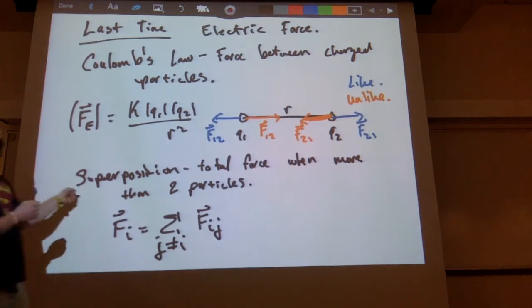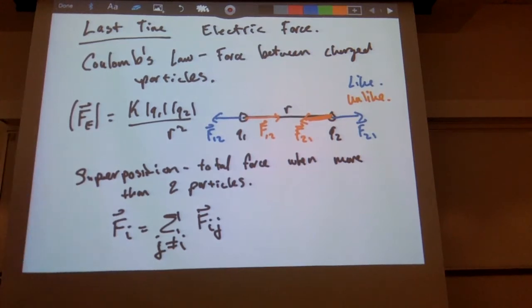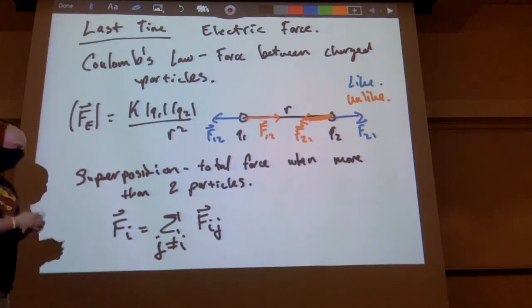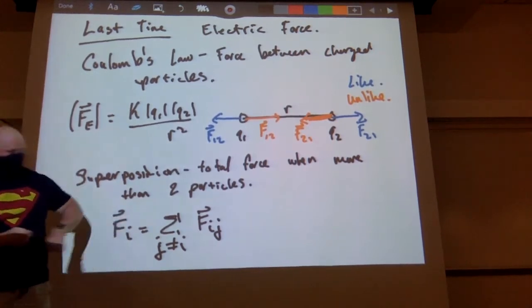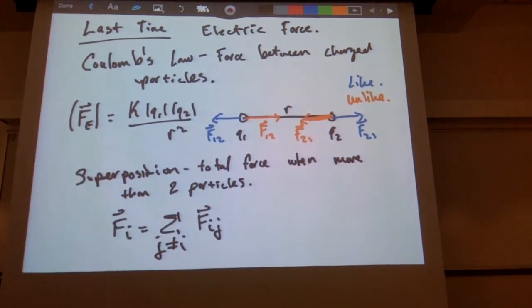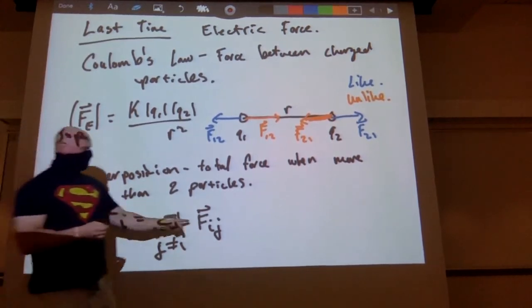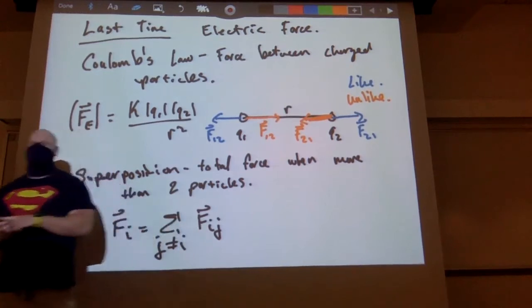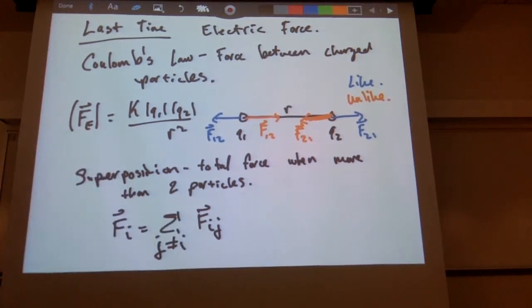Then we said superposition is just a fancy way of saying that if I have more than two charged particles, if I have 3 or 4 or 5 or an infinite number, then the total net force on one of those particles is simply equal to the sum over all the individual force pairs. So this is the force between charge 1 and 2, 1 and 3, 1 and 4, 1 and 5, et cetera. Vector sum all these together, and that is the total force. So basically all we're going to do today is a whole bunch of examples, trying to get a better idea of how all this actually works.